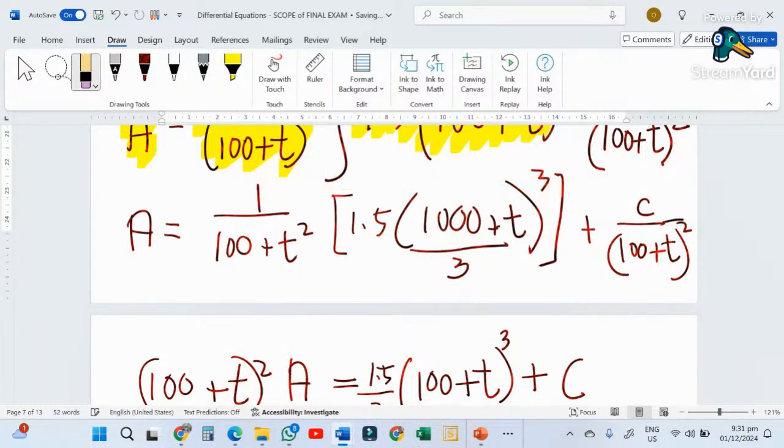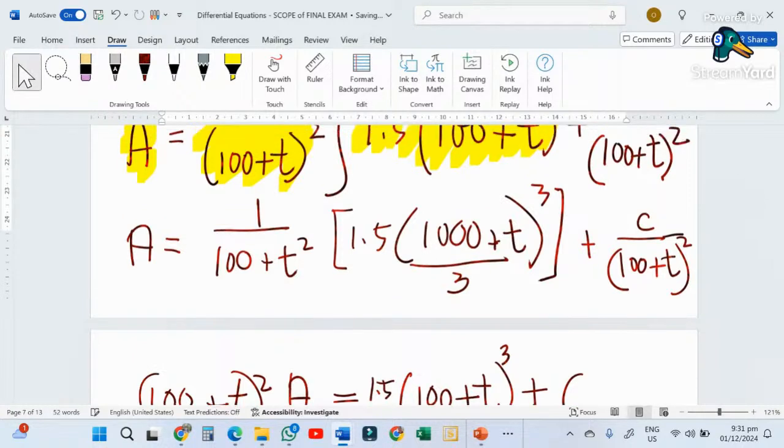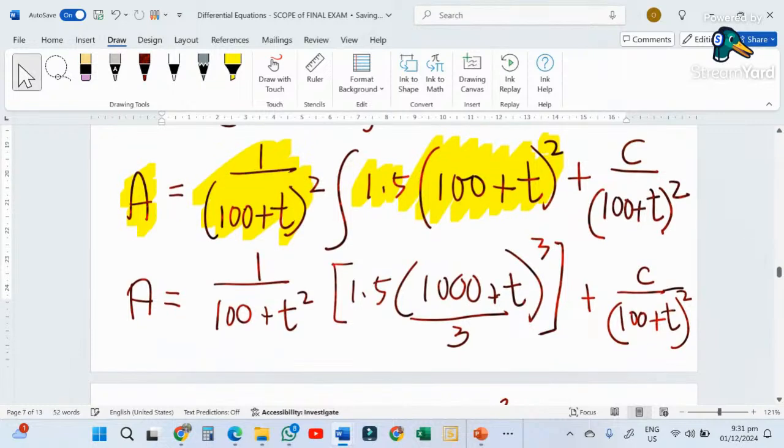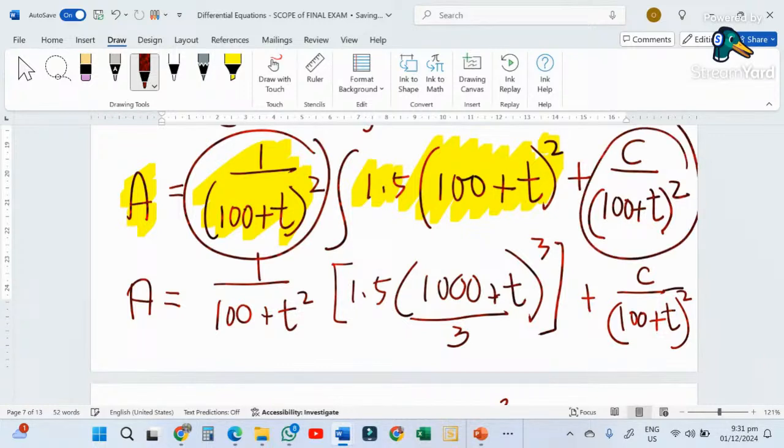Right. So that will be for the q of x times the integrating factor dx, plus your constant. So your constant will just be multiplied to the integrating factor. That's why you have c over 100 plus t squared.